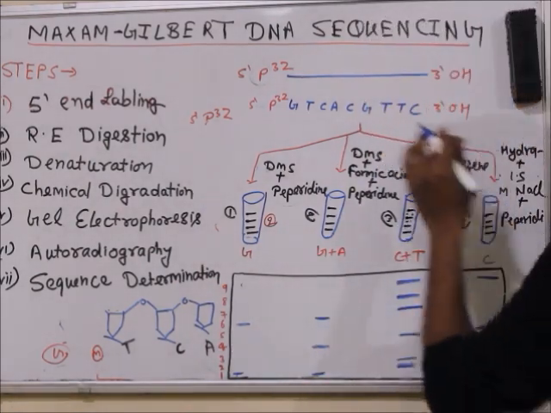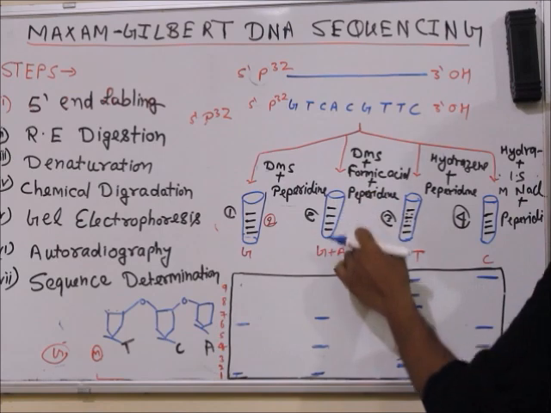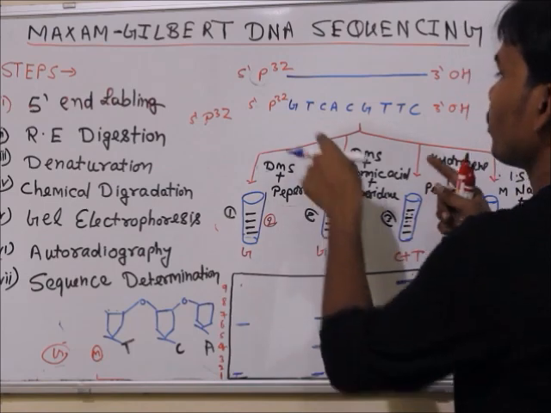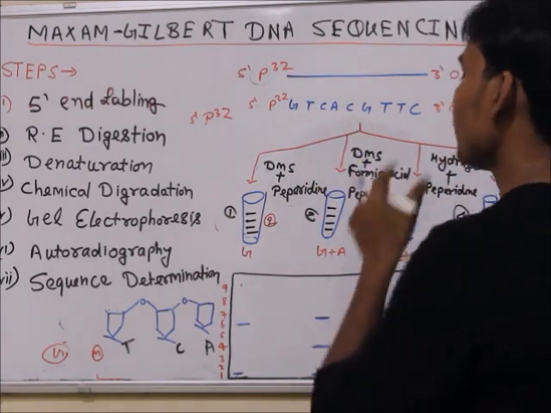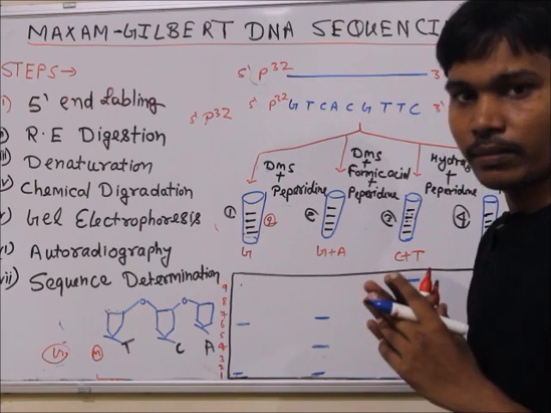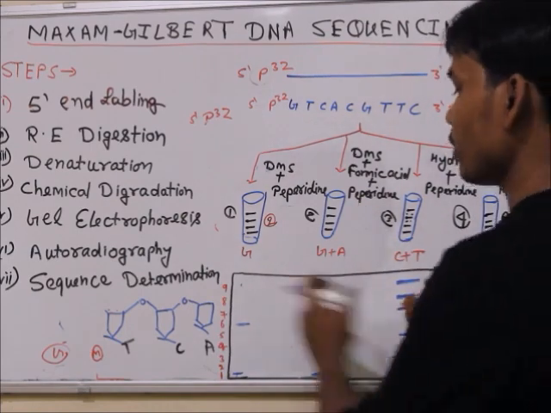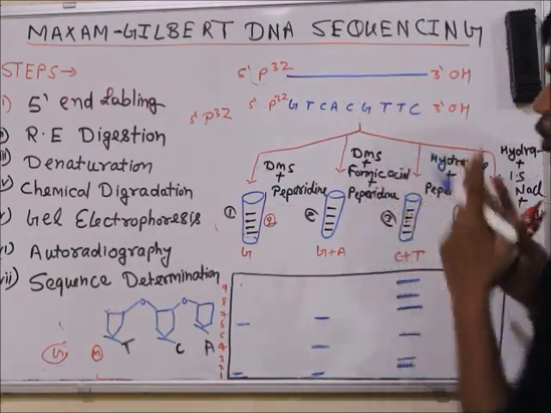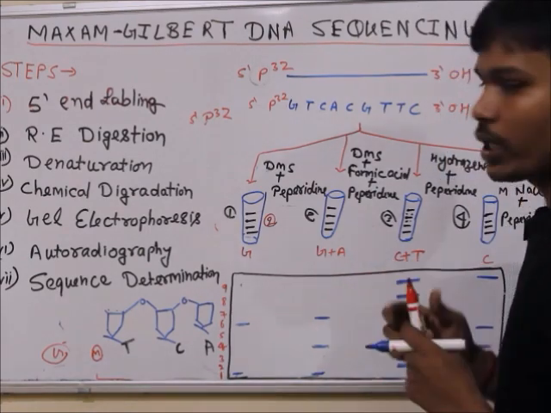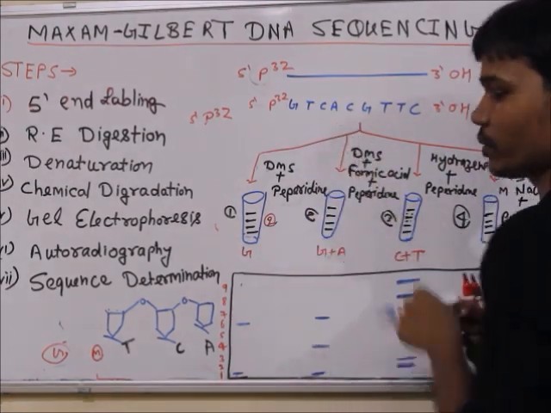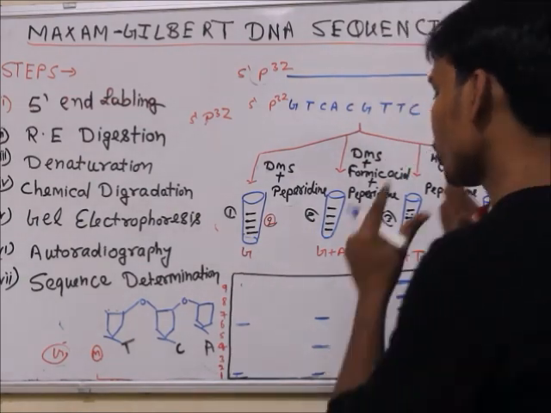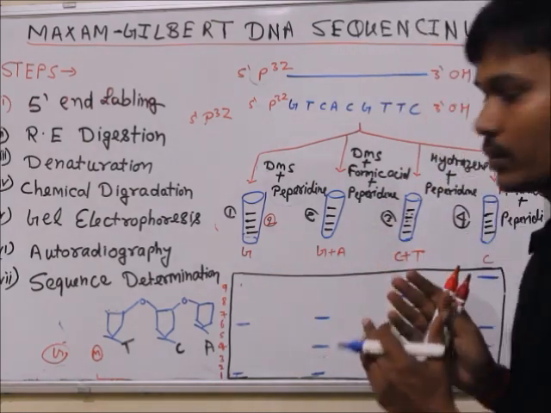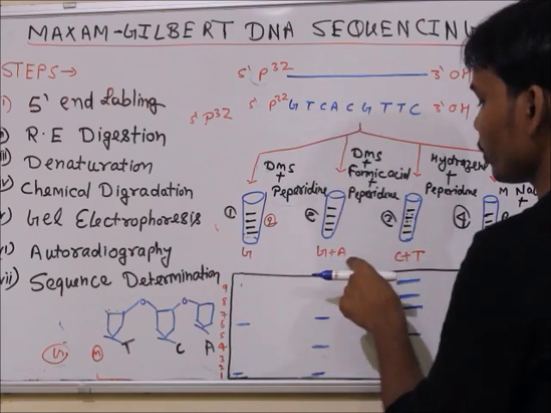But in some cases, in another tube, DMS plus formic acid plus piperidine, after adding both, purine bases would be methylated and removed by the piperidine, as I have described before. That's removed in this middle sequence. So both sequences would be obtained. A sequences and G sequences both will be methylated and both will be removed, and both types of sequences would be obtained in the gel, that is G sequences as well as A sequences.